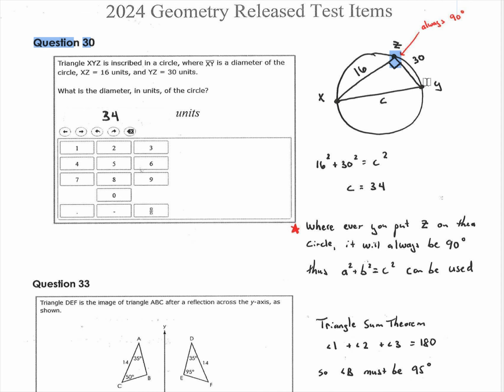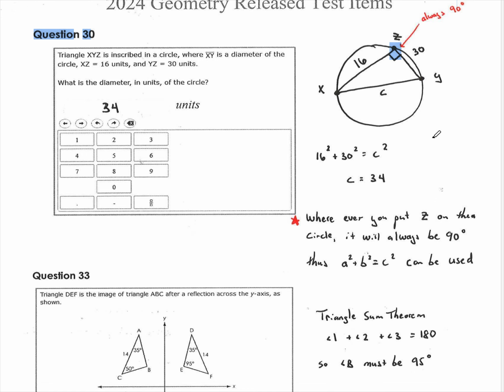Once we know that's 90 and this is 30 and this is 16, we can use the Pythagorean theorem to find the missing side. The missing side is the diameter, and the diameter is the hypotenuse. Again, this is a combination of circle properties and the Pythagorean theorem.